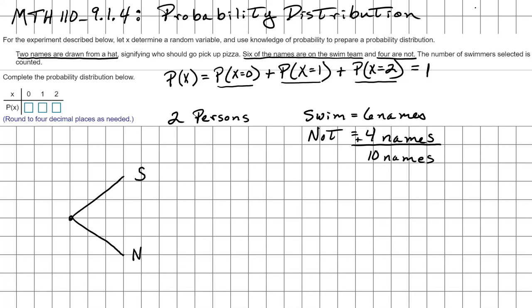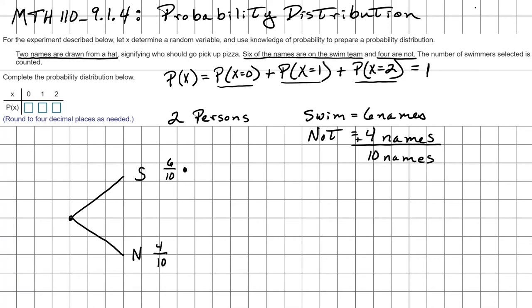So that means if the first name that I draw is on the swim team, that is going to be a probability of 6 out of 10. And yes, I can simplify that, but I'm going to wait for a moment. In addition, if I draw a name that's not on the swim team, that's going to be 4 out of 10 because we are looking at it as independent events and we're looking at it into specific groups. The next thing is once I draw this name that happens to be on the swim team, there's no replacement. So once that name is drawn, that means there's only 5 names remaining on the swim team.